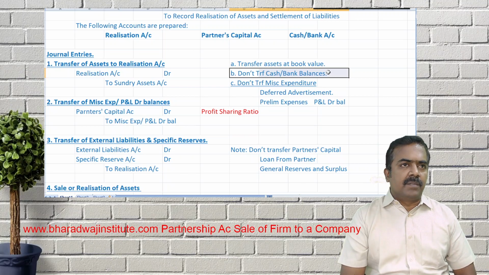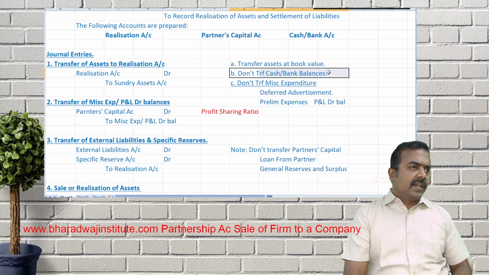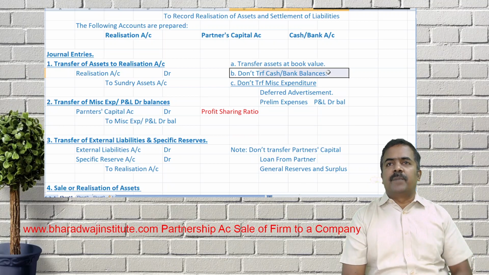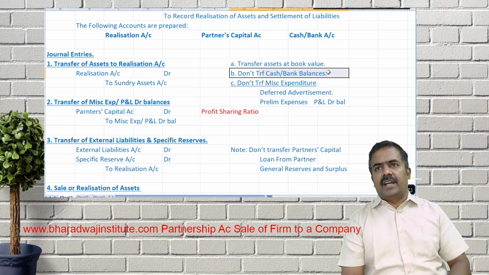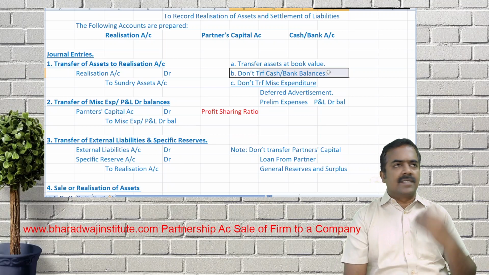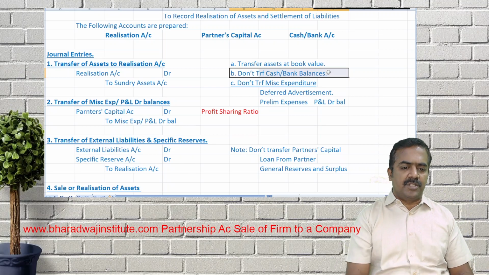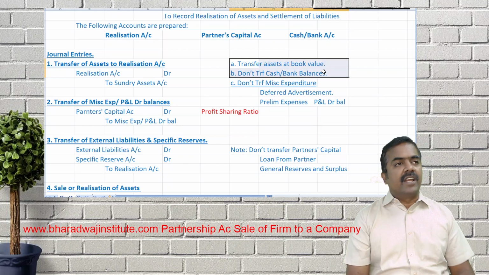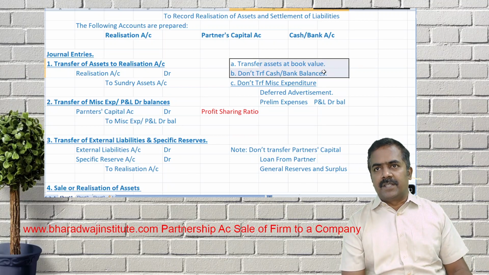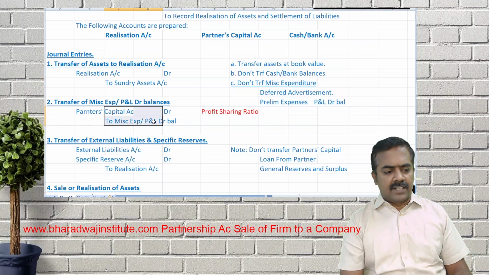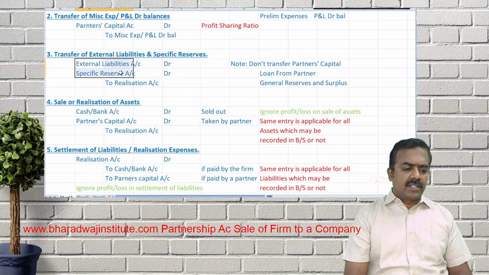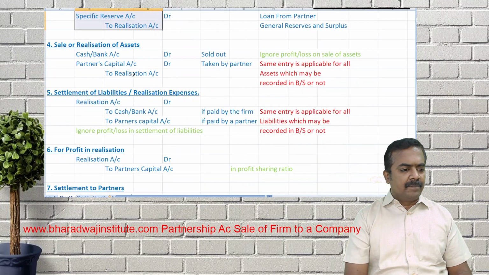Don't transfer cash and bank balance if it is not taken over by the purchasing company. Sometimes the purchasing company may say you retain the cash for paying expenses. In such case, we will not transfer this to realization. If cash is also taken over by the purchasing company, then we will transfer all assets. Miscellaneous expenditure, as usual, will be transferred to partners capital. Then we will transfer external liabilities to realization.